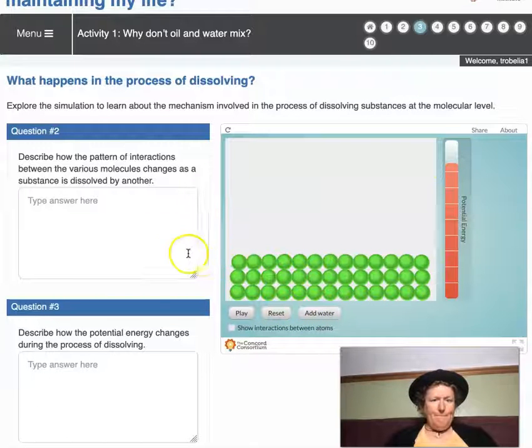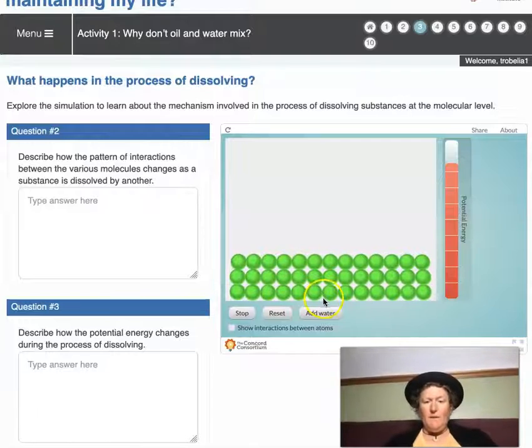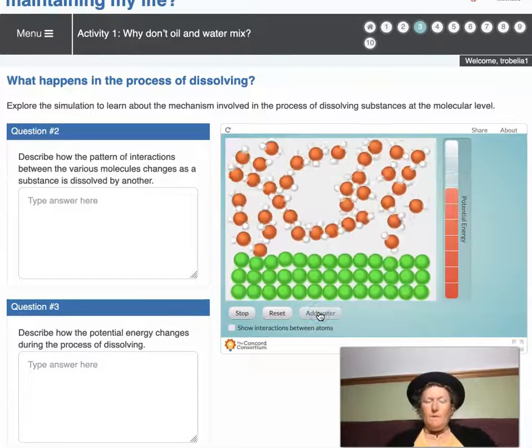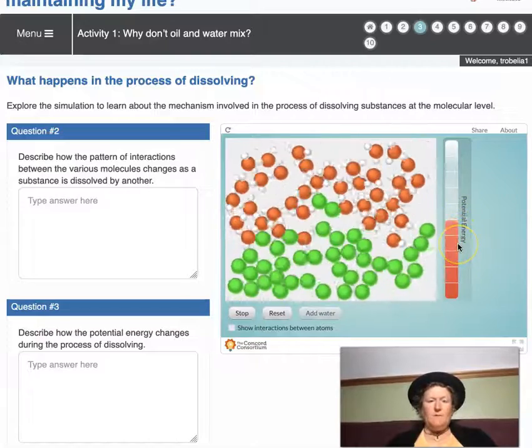So our question here that we're trying to answer is describe how the pattern of interactions between the various molecules changes as the substance is dissolved by another. So let's pretend this is sugar. Let's play it. The sugar molecules are moving, but they're in a solid, so they're not moving very quickly. We're going to add water. And watch what happens to the potential energy here as we add water.